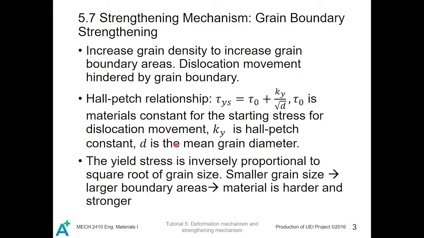D is the mean grain diameter. And basically you can consider this as a new strength value, or new material constant, if there is an increase of the grain numbers. That means the yield stress is inversely proportional to the square root of the grain size. For smaller grain size, there are larger boundary areas. For larger boundary areas, the material is harder and stronger.